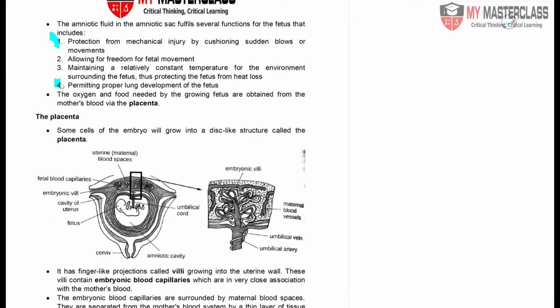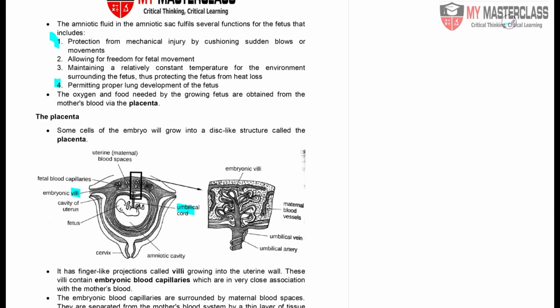The temperature will be constant for the fetus. It allows the fetus to move around in it. And it also provides a layer of barrier. As the fetus grows, the placenta will start to grow from the fetus. So we can see that this is the fetus here. We have the attached umbilical cord, which will then be attached onto the uterine lining area via the embryonic villi. And we also have the fetal blood capillaries that are present.